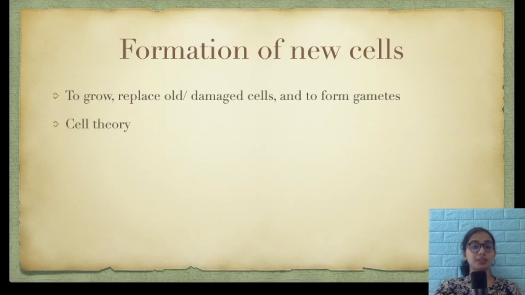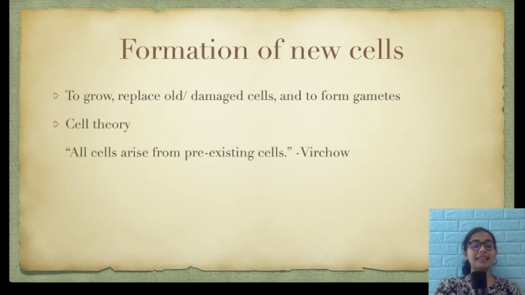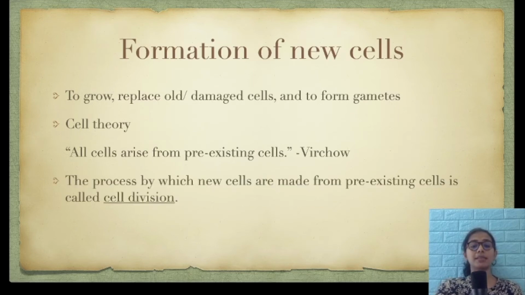So, how are these new cells formed, if you may ask? The clue lies in our cell theory that we learnt about in our first lesson together, right? In this chapter. In cell theory, there is a point that was added by Virchow, and it stated that all cells arise from pre-existing cells. That means already existing cells need to give rise to new cells, and this process by which new cells are made from pre-existing cells is called cell division.